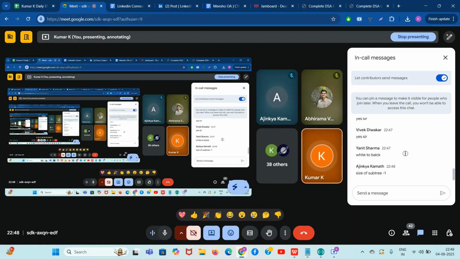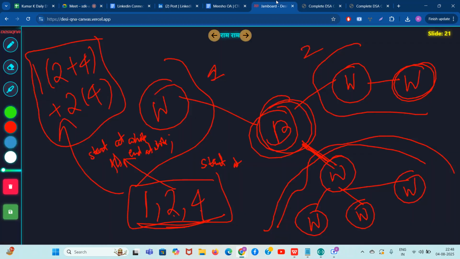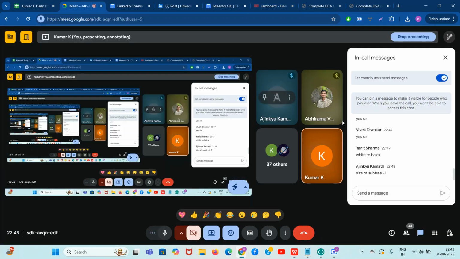Yeah, size of the tree minus 1, not subtree, Ajinkya. So guys, right? Yes, sir. If you have understood the total count feature, first you calculate the answer for this, and then add the sum of this also in the end. These things you have understood.